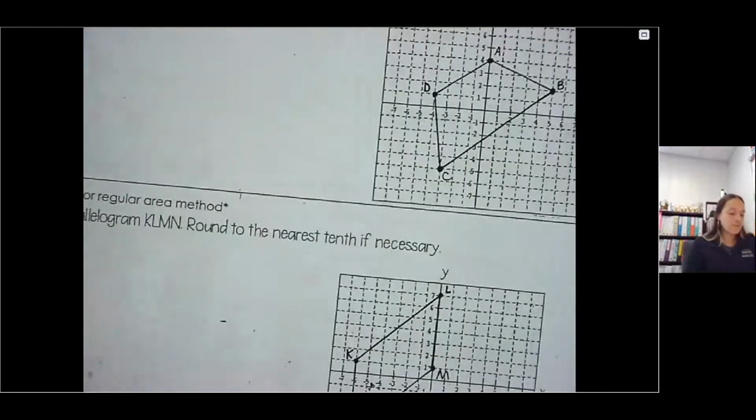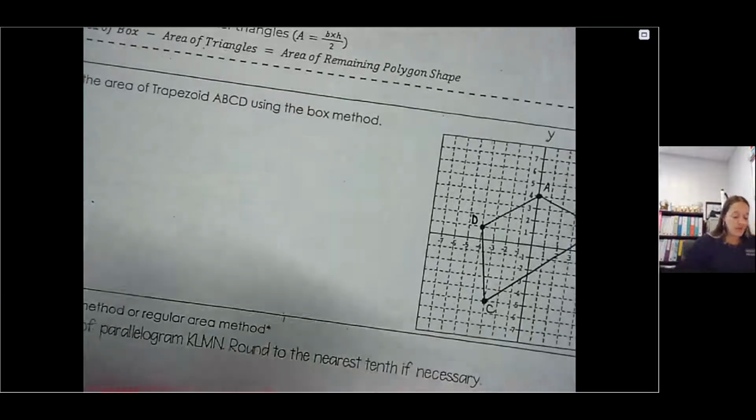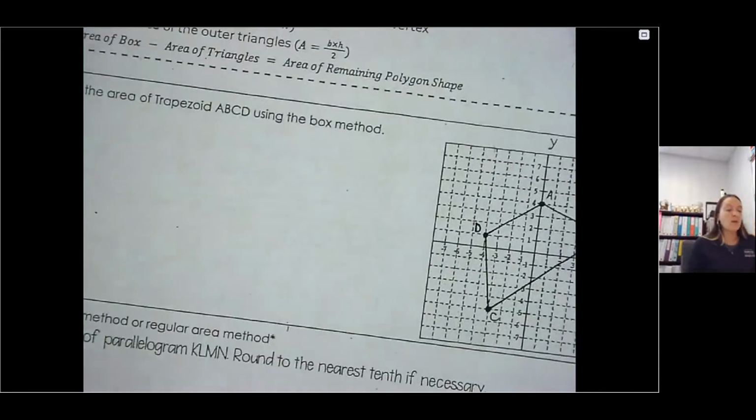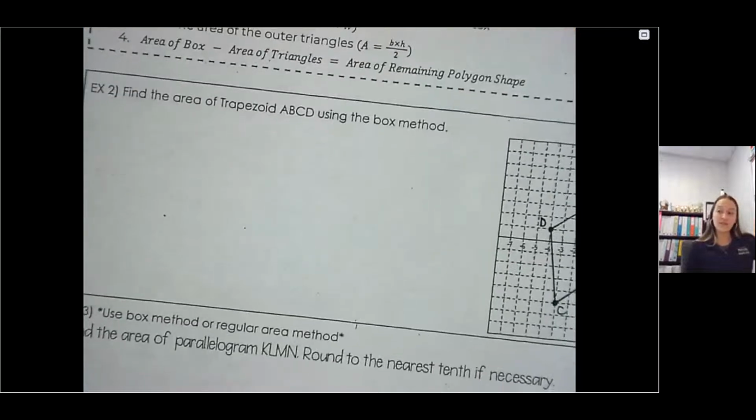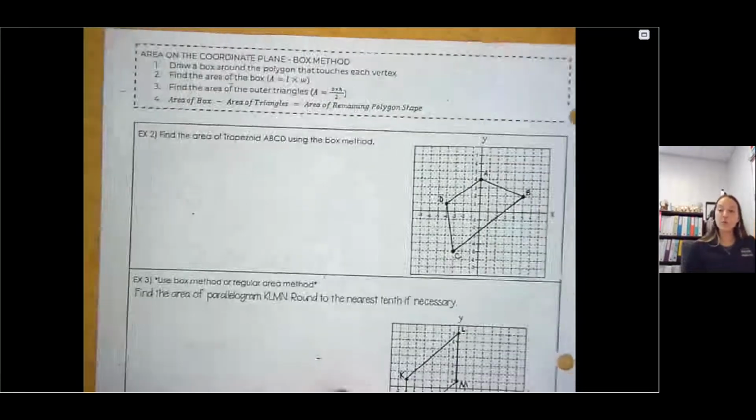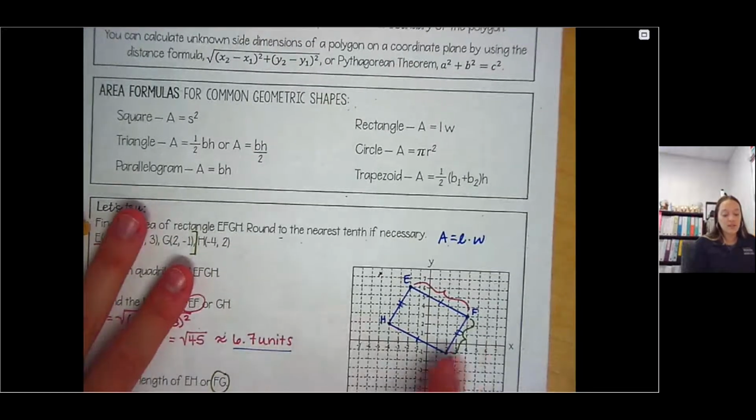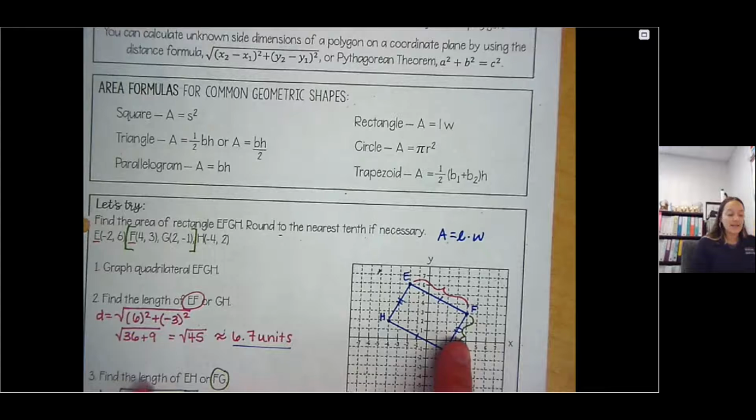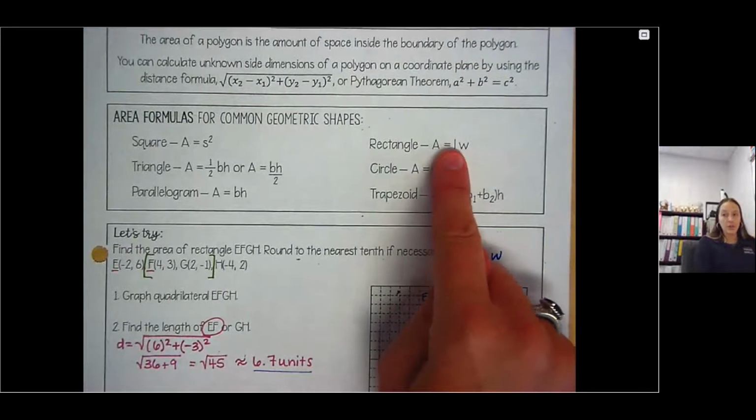Okay, on to the back. Now, there are a lot on the back. I'm only going to do one with you, and then I'm going to put the answers up to the other ones for you to check. But what we're going to do on the back is find the area using a different method. So on the front, what we did was we found the lengths of the sides, and then we took those numbers and we plugged them into the area formula. What I'm going to show you now is called the box method.